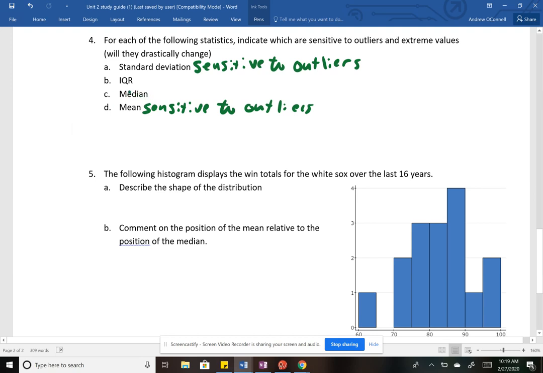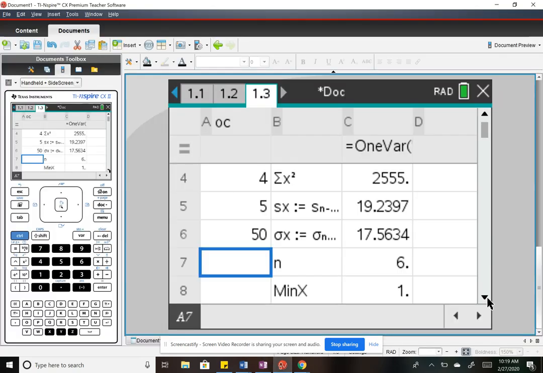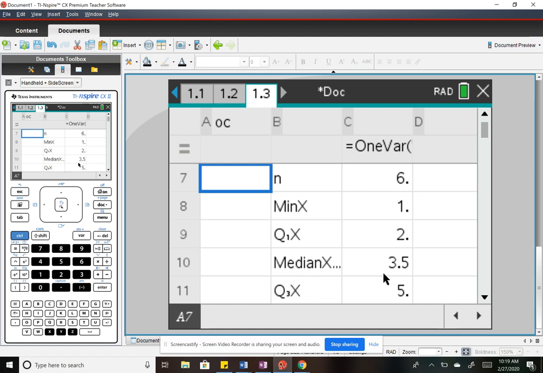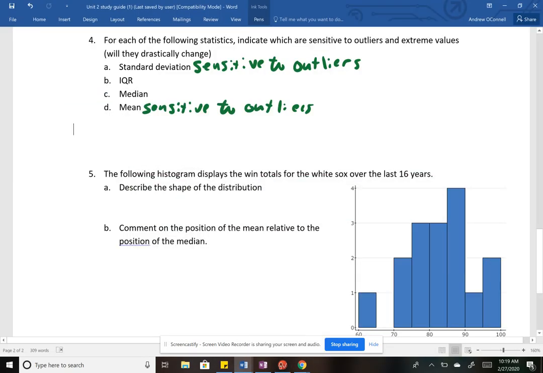Now our median was 3 and our IQR was also 3 before. Look at it now. Median went from 3 to 3.5, so it's not much different. And our IQR is 5 minus 2, still 3. So you'd say IQR is the same and median is mostly the same. So you can know that standard deviation and mean are generally sensitive to outliers. They are dramatically changed. Median and IQR are generally not affected.